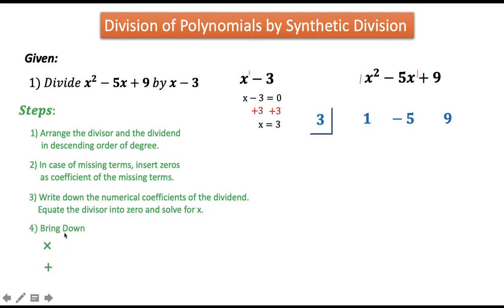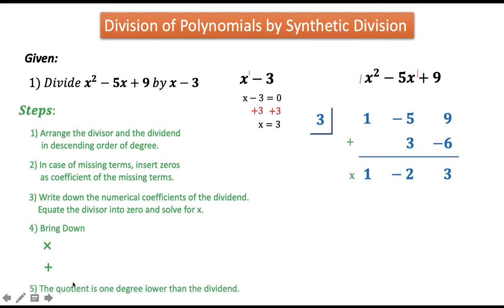So we'll just bring down the number ones. Then we will keep on repeating times and plus. Let's get started. So first, bring down the leading numerical coefficient 1. Then after that, multiply. So 3 times 1, that is 3. Then add. Negative 5 plus 3 is negative 2. Then 3 times negative 2 is negative 6. Then 9 plus negative 6 is positive 3.